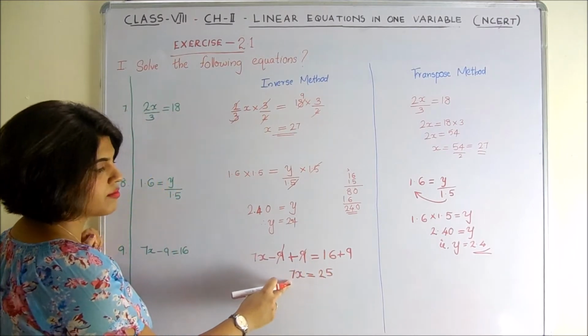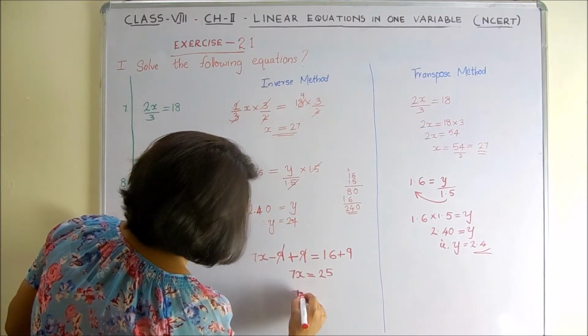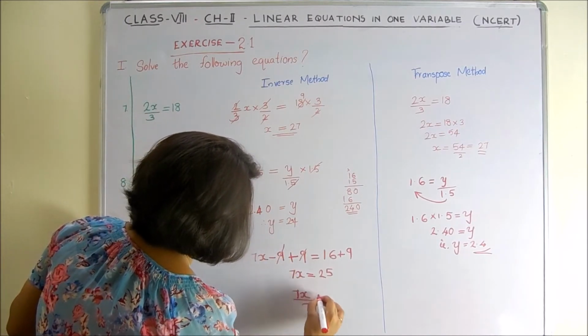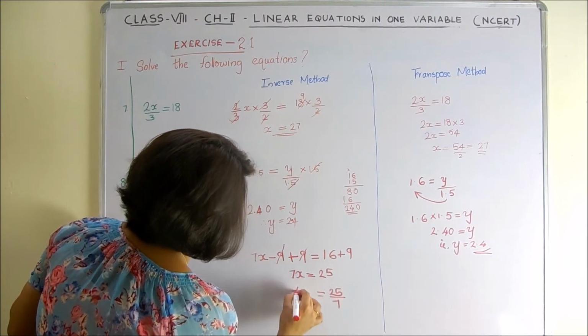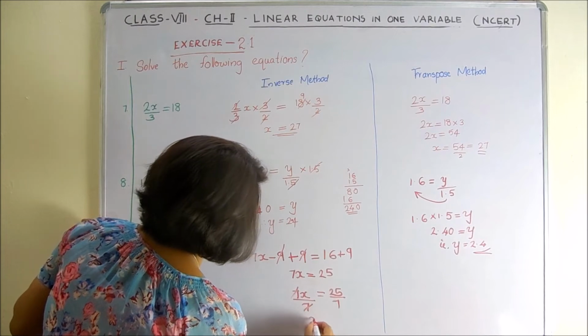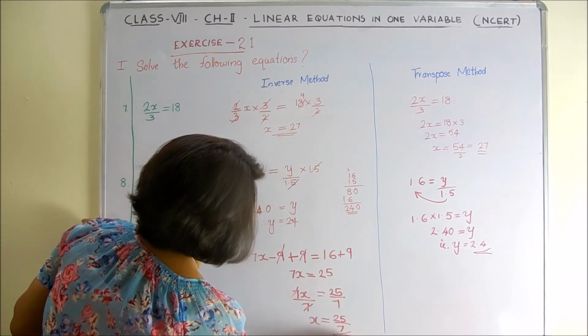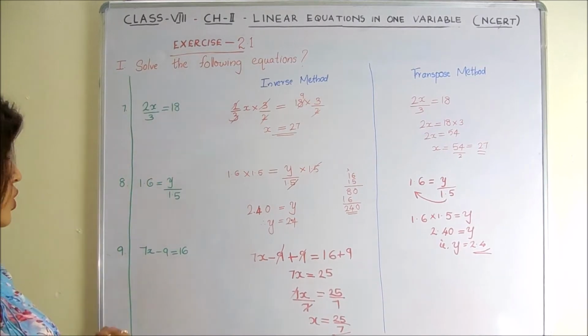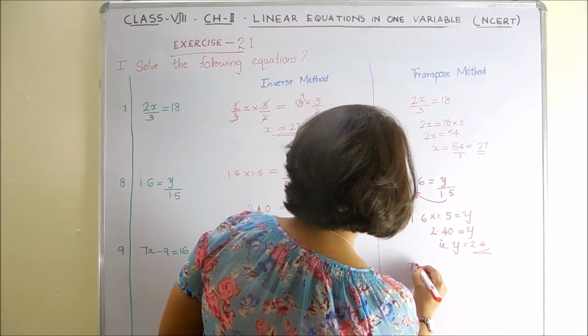Again you can say that you have to eliminate 7. For that we have to divide both sides of the equation by 7. Then this one will get cancelled, then you will get x equal to 25 by 7. That's the solution. And in the transpose method, how can we solve this?